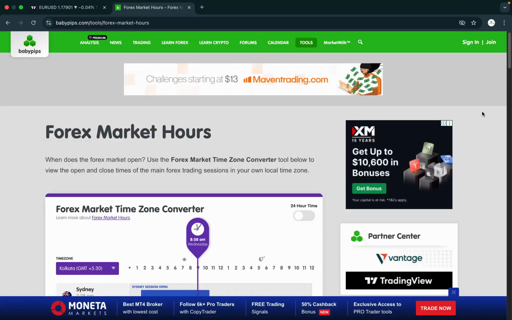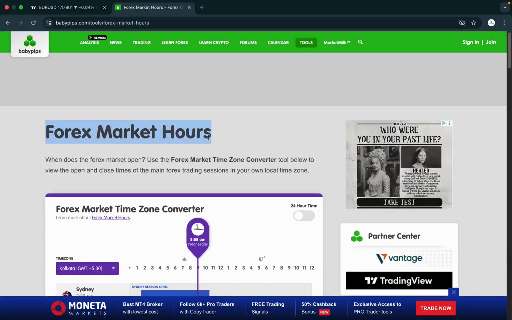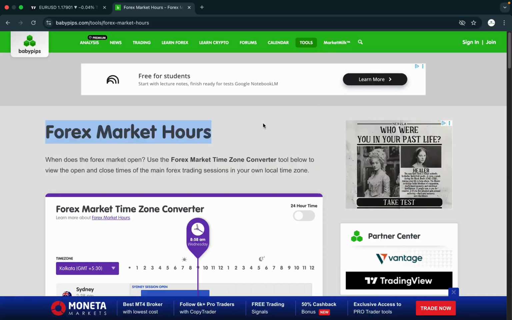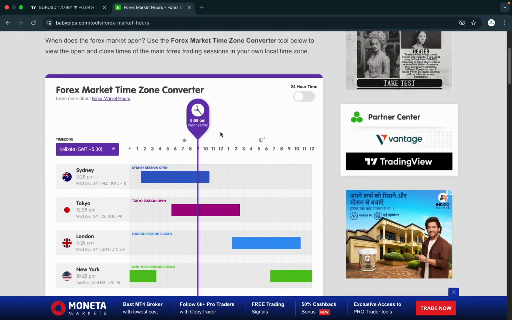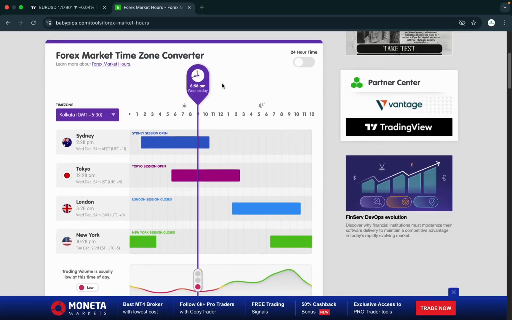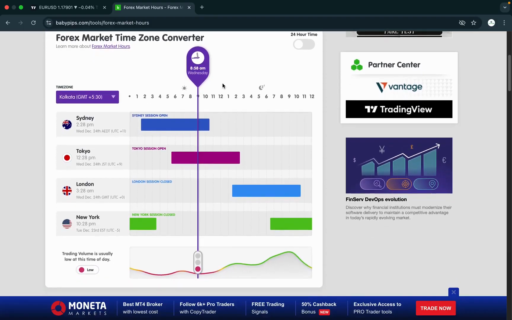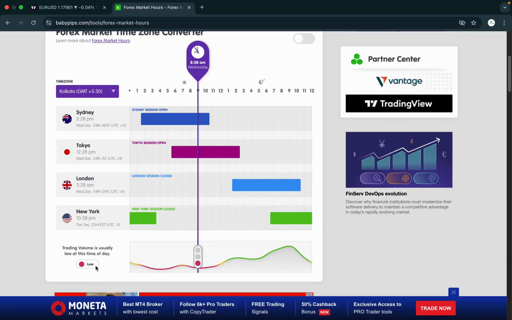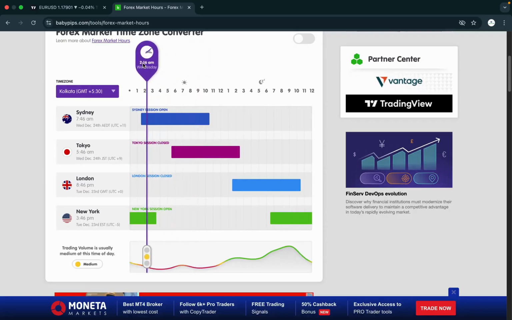This is the Babypips site here, and you can visit this site. Then you can find the market hours here. You can simply go to our tool section and market hours. You can see here, this is the zone in which the market creates high volume. You can see here, this is Sydney, Tokyo, London and New York. So this is a time zone right here, and as per your time zone you can set it here, otherwise it automatically detects. So we can see here that at this time the market is very low. You can see here this is low volume right now.